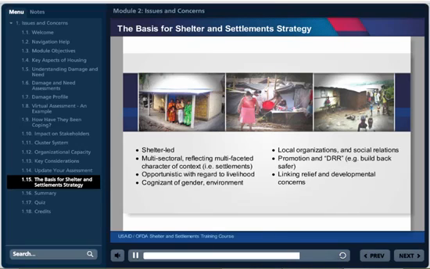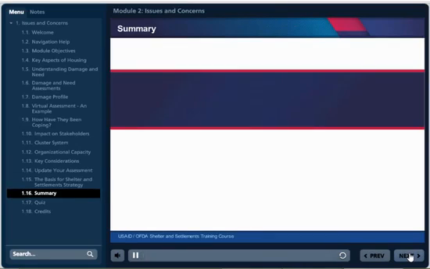Well-planned shelter and settlement interventions should provide short-term relief while contributing towards alleviating chronic development concerns. And of course, we must at all times remain accountable to affected communities and local authorities. Key points to remember from Session 2 include: understanding the basics of housing informs shelter and settlements activities.